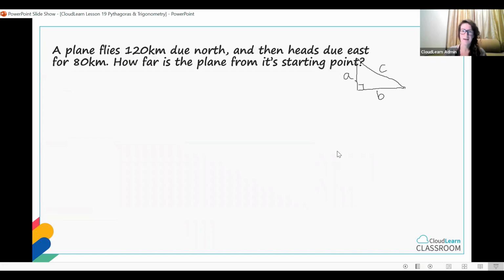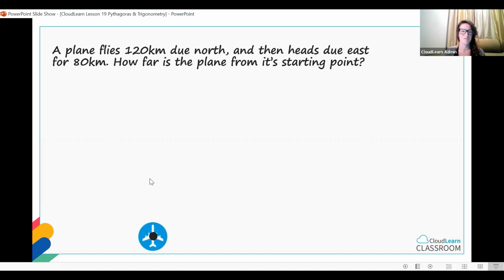And then we had a look at applying this to a sort of real life problem. Something like this in an exam isn't an obvious Pythagoras question, okay? So if we have a problem that says a plane flies 120 kilometers due north and then heads due east for 80 kilometers, how far is the plane from its starting point? Well, you might not recognize that that's a Pythagoras problem until you draw that diagram.